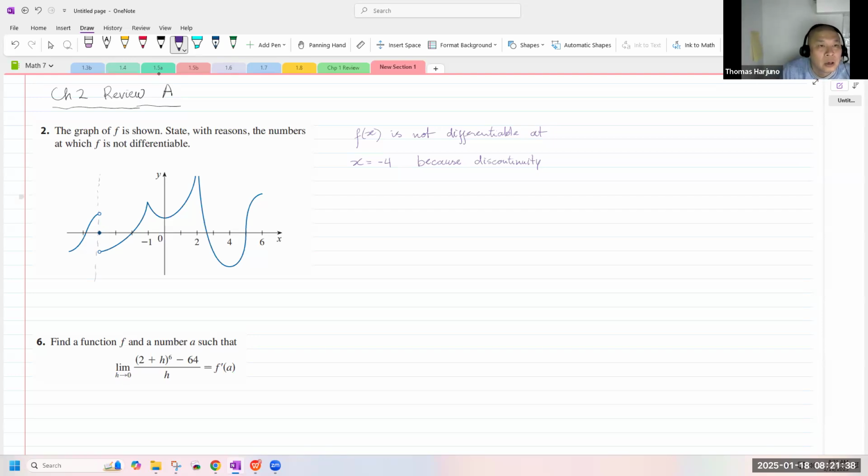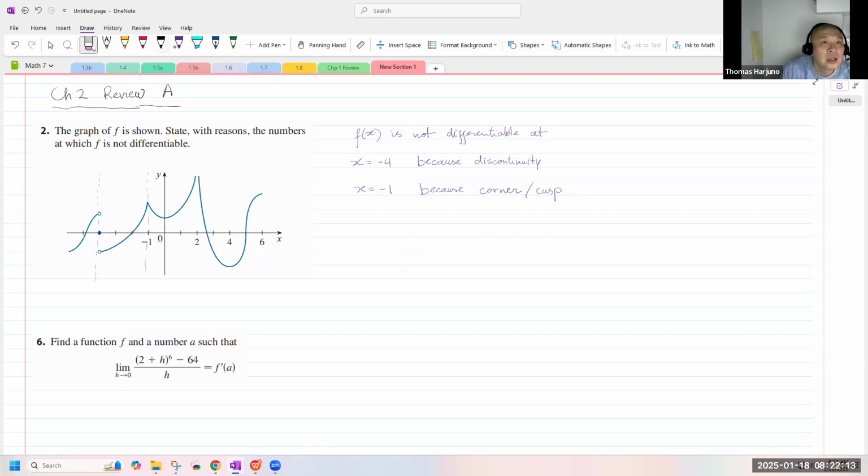Okay, and then notice that we have a corner here at x equals -1, right? So it is continuous there, but it is not differentiable because it's a corner. To be more precise, in that case, we call that a cusp. It looks something like this. It's something sharp.